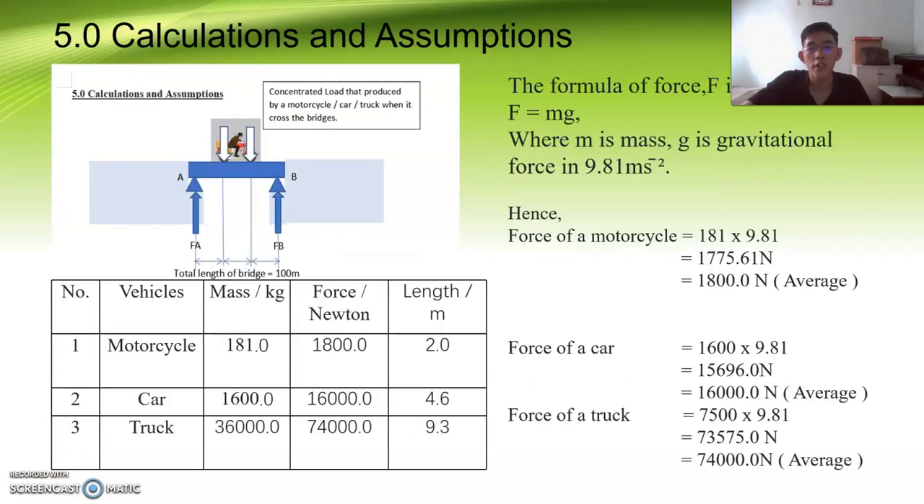In the calculation and assumptions, there are two concentrated loads produced by the motorcycle, car or the truck when it crosses the bridge. From the formula F equal to mg, we can determine the force of the motorcycle, car and the truck. The table shows the mass, force and length of the different types of vehicles.